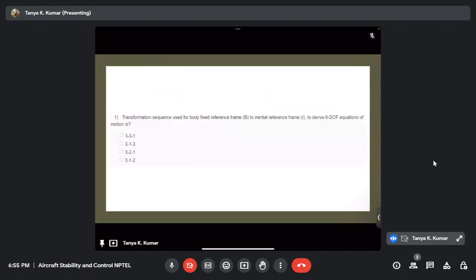Okay, now let's look at the questions of week 9. The transformation sequence used for body fixed frame to inertial frame to derive the 6 degree of freedom equations of motion is. We just discussed this. What is the standard rotation sequence for body fixed frame to inertial reference frame? Is it 331, 313, 321 or 312? Where 3 is about the z-axis, 2 is about the y-axis and 1 is about the x-axis. So which is it?